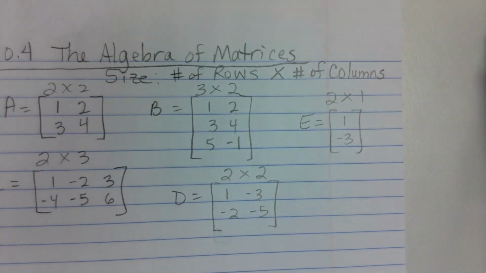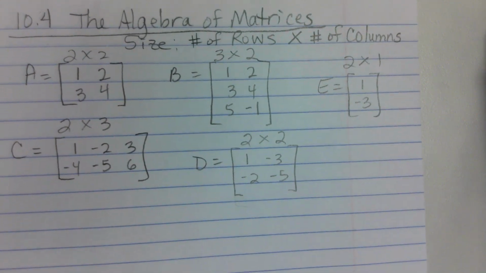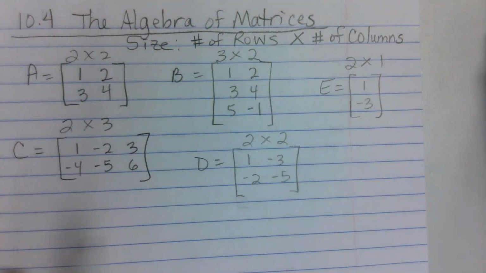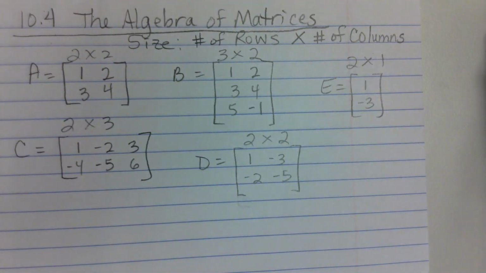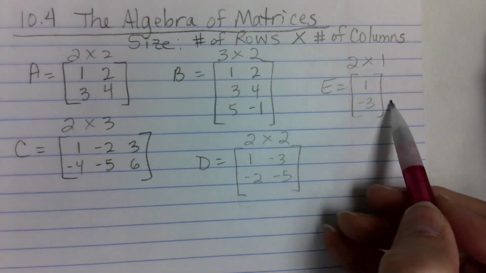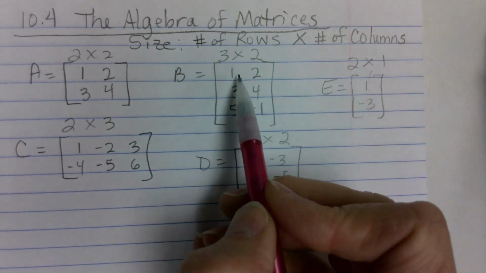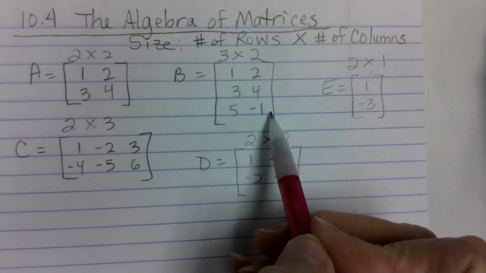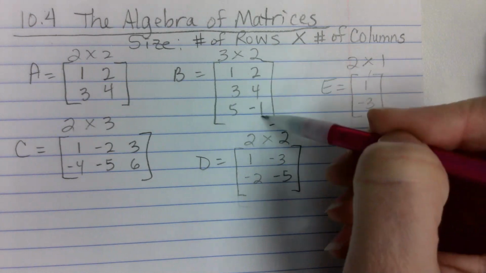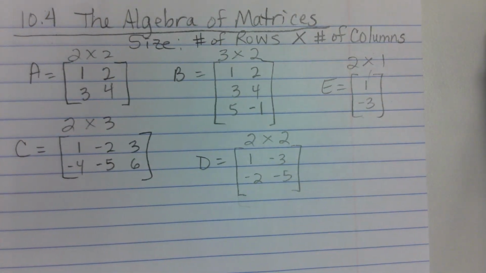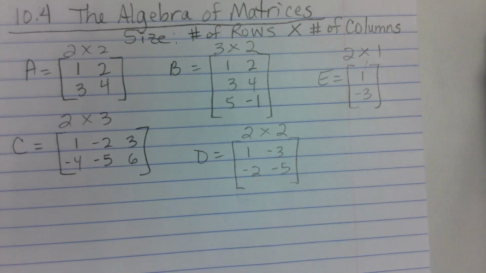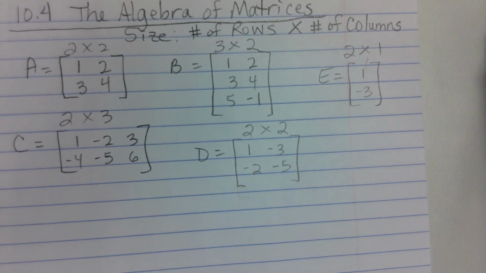Rows go this way, right? Columns go vertically. Then why would it be 2 rows, 1 column? 1, 2 rows, 1 column. That's weird. It's retraining your brain.